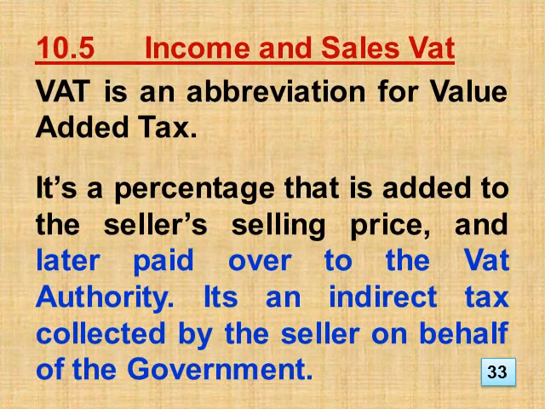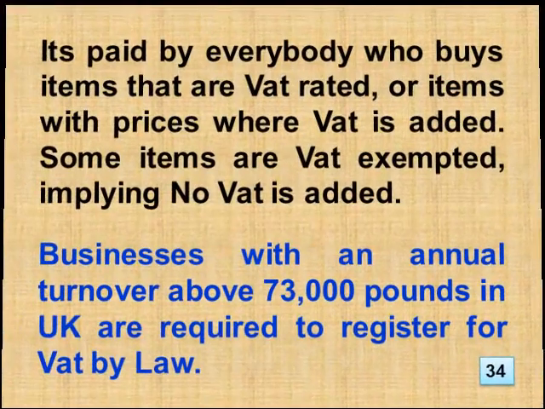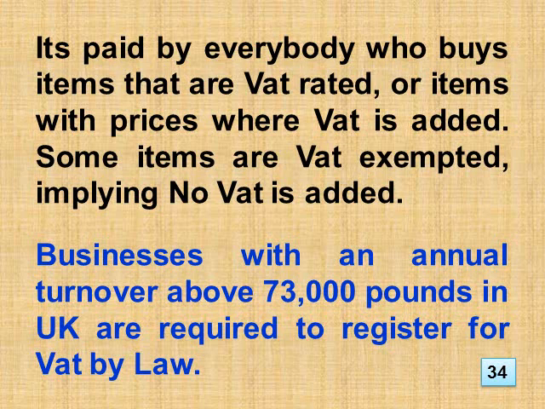Section 10.5. Income and Sales VAT. VAT is an abbreviation for value-added tax. It's a percentage that is added to the seller's selling price, and later paid over to the VAT authority. It's an indirect tax collected by the seller on behalf of the government. It's paid by everybody who buys items that are VAT rated, or items with prices where VAT is added. Some items are VAT exempted, implying no VAT is added.